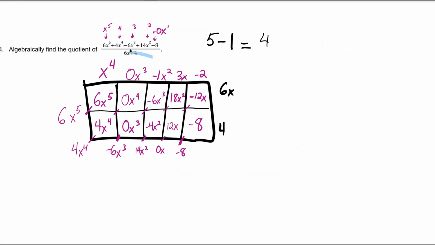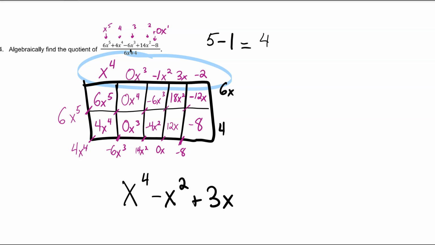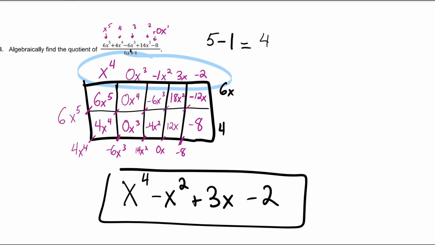So your final answer here, that part on the top, you could write as x to the fourth minus x squared plus 3x minus 2. It's very easy to forget a sign or count something wrong, so make sure you're being as careful as possible. And if you find that your numbers are too big, it's probably best to just erase and start over. You probably added something wrong or just forgot a negative.